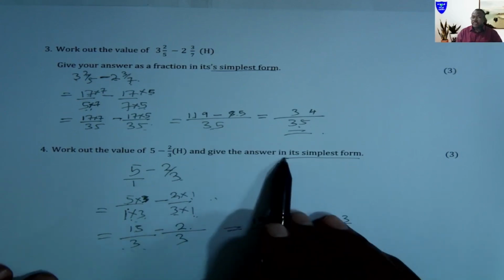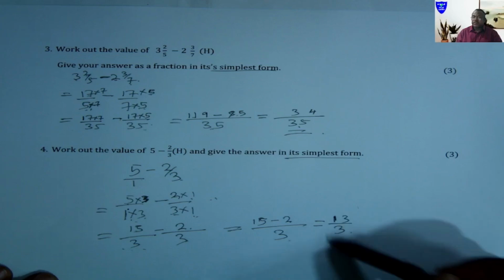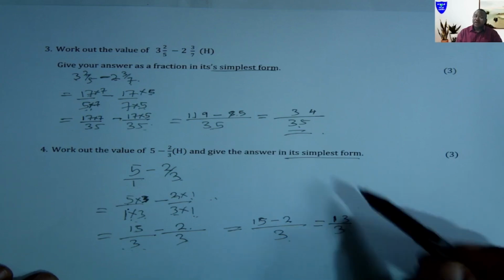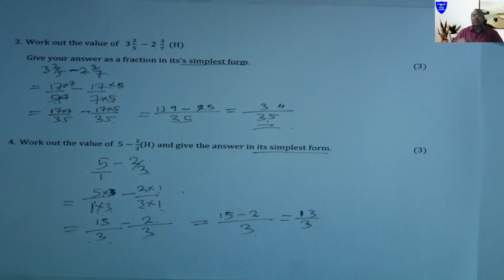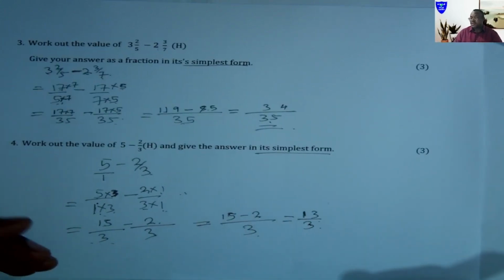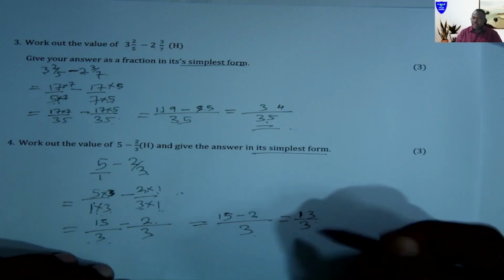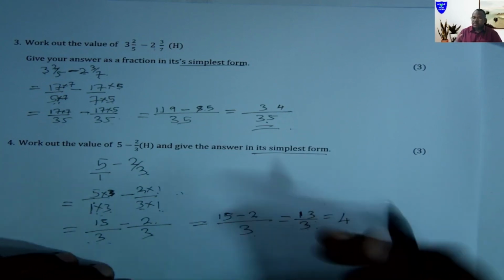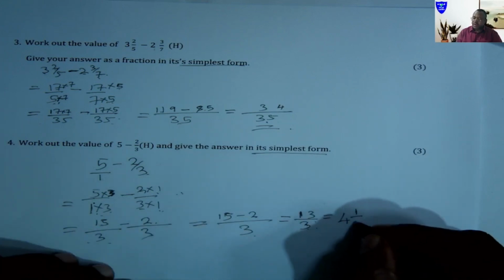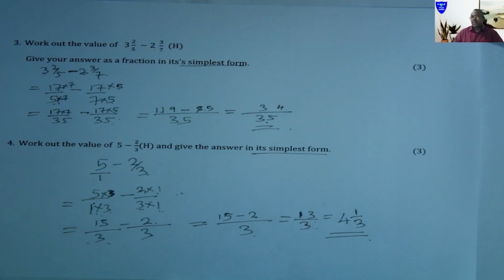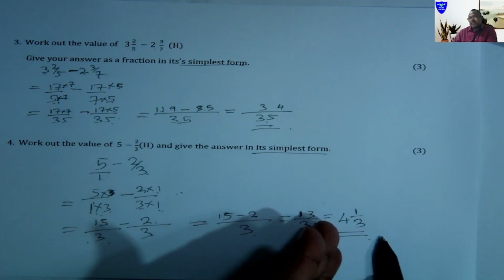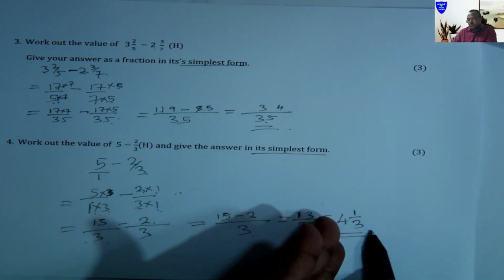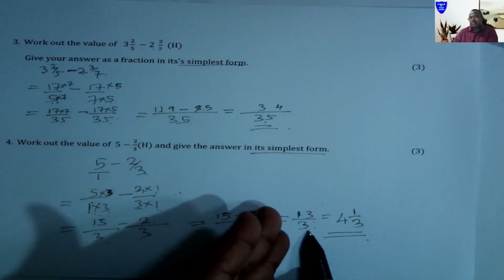The question says in its simplest form. Now this is not the simplest form. The simplest form would be a mixed fraction. Simplest form means you can no longer divide, in essence. But here we can divide. So 13 divided by 3 is equal to 4, remainder 1, so 4 and 1 over 3. It's simply converting the improper fraction into a mixed fraction. And if you convert this back into an improper fraction, it will give you that.